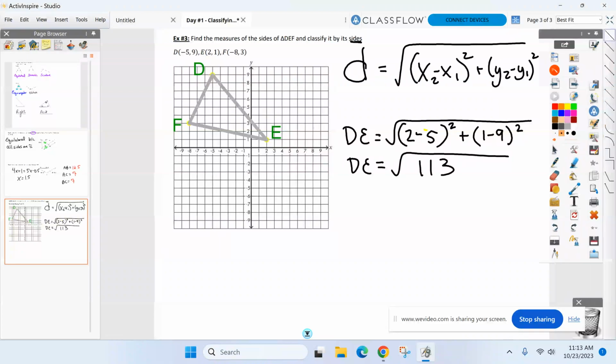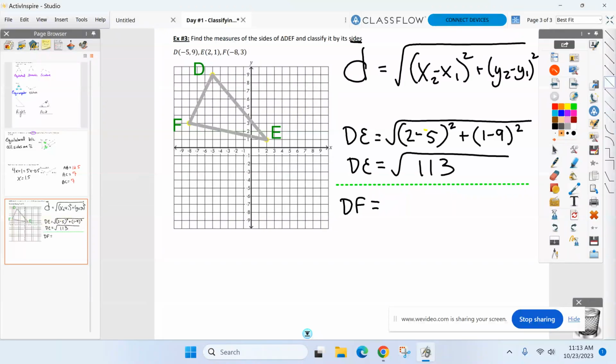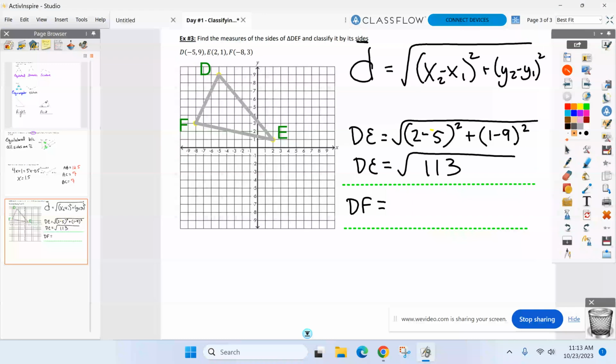All right, now it's on you and your groups right now. I'll give you guys 2 minutes to find the distance of FE and DF in simplest radical form. So go ahead. Just when you're done, compare with your group for me. See how we did.